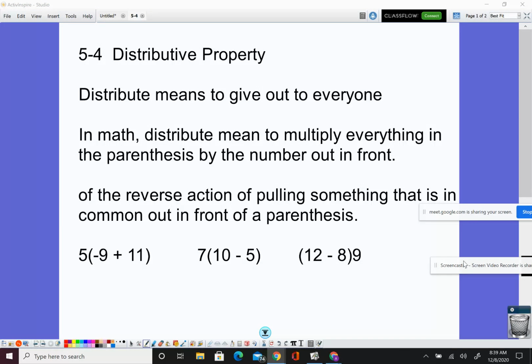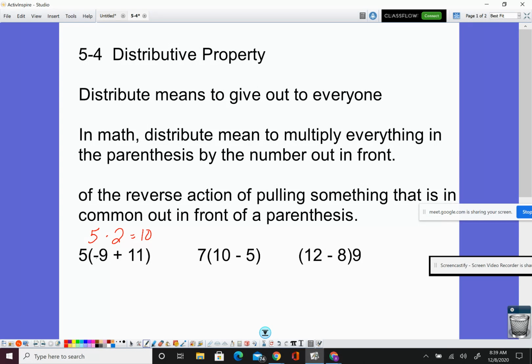So in math, when we distribute, we're talking about multiplying things that are in parentheses by the number that's outside, or doing the reverse action and pulling something out that's common and putting it in front of the parentheses. So if I have some of these examples here, normally through PEMDAS, we would do our parentheses first. So we would add things together inside the parentheses, and then we would do our multiplication. So for this one, we would get 10 if we were following PEMDAS.